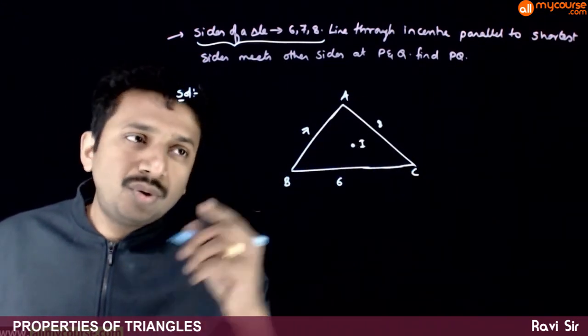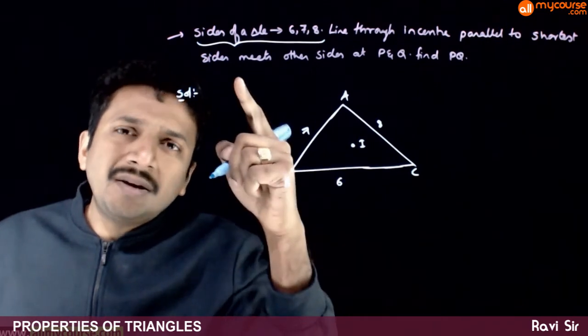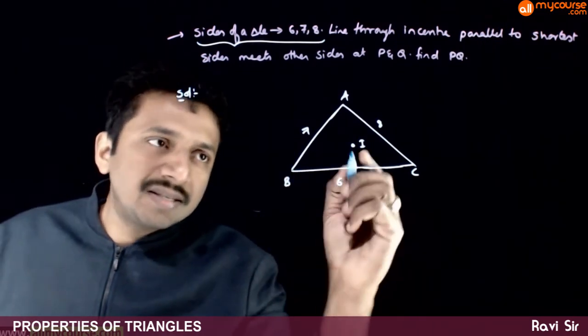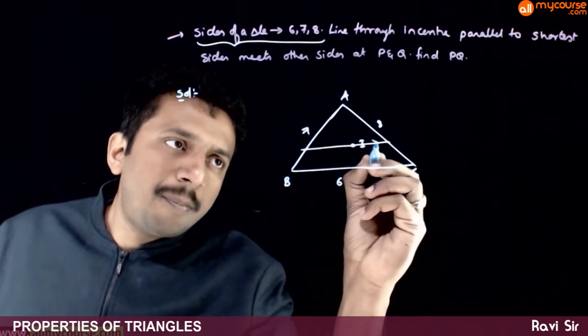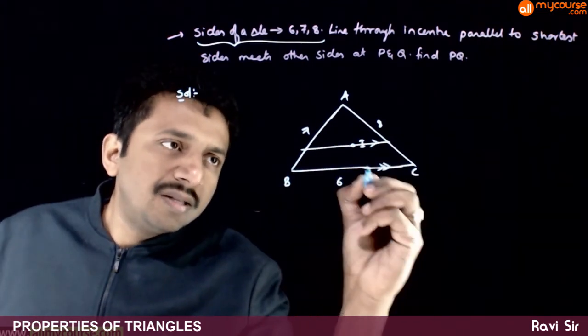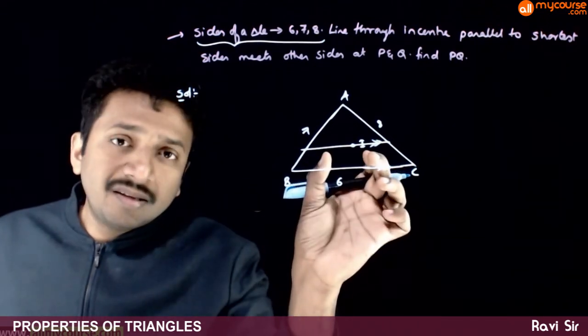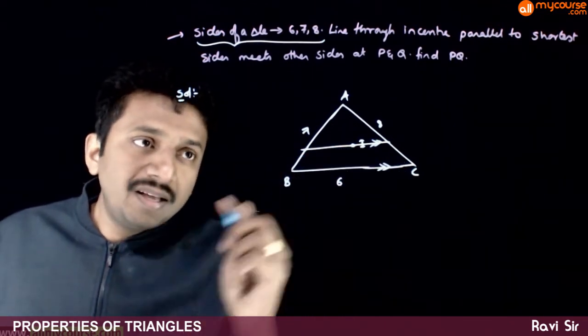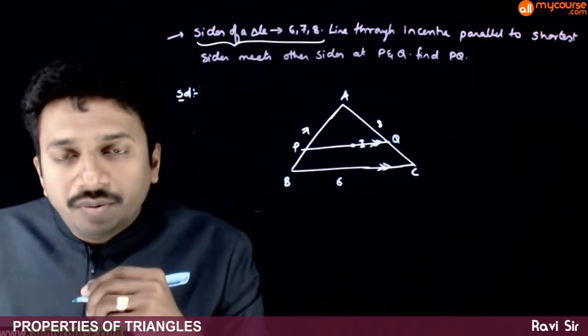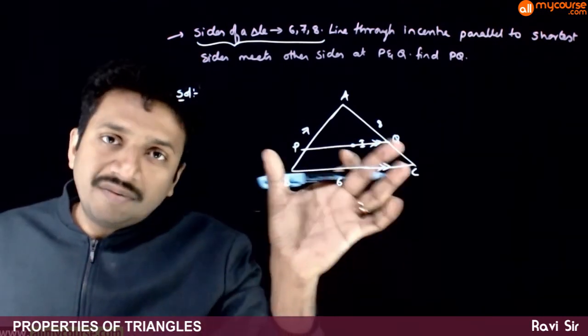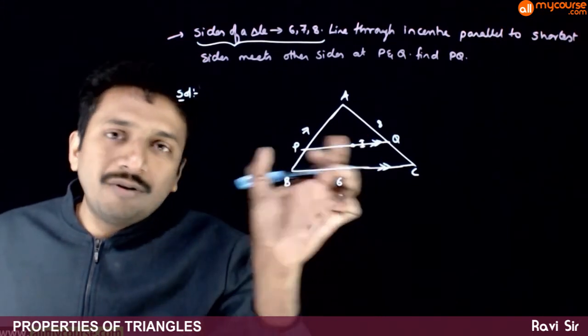So a line through the incenter parallel to the shortest side, which is equal to 6. So if I draw a line parallel to this, parallel to the side BC through the incenter, it's given that it meets the other two sides at P and Q. So if that is so, what is the length of PQ? That's the question.